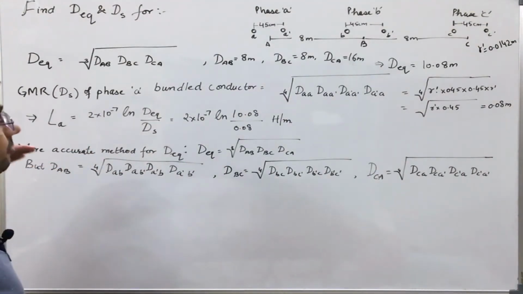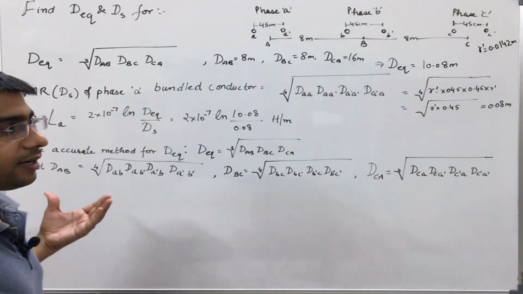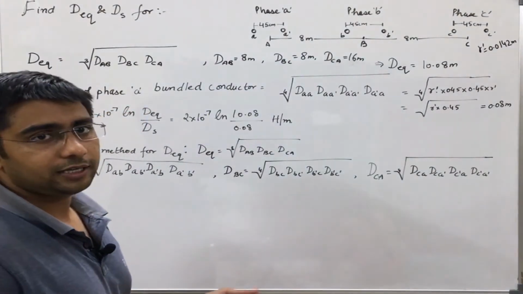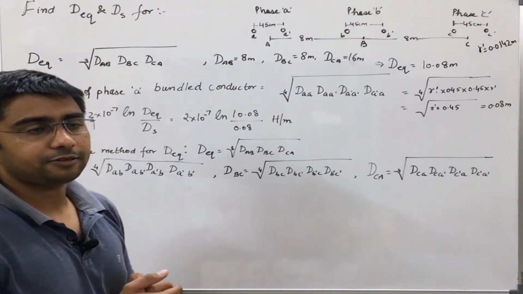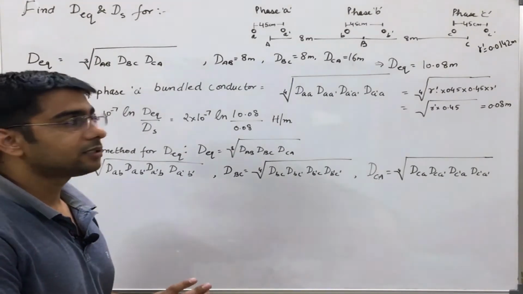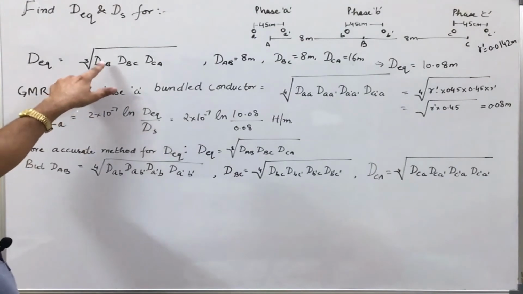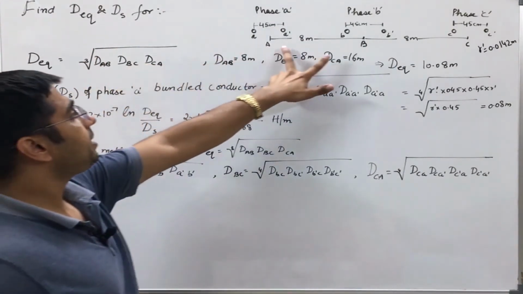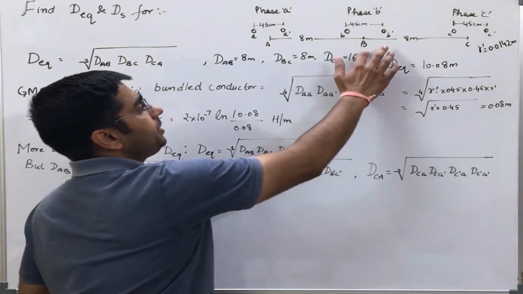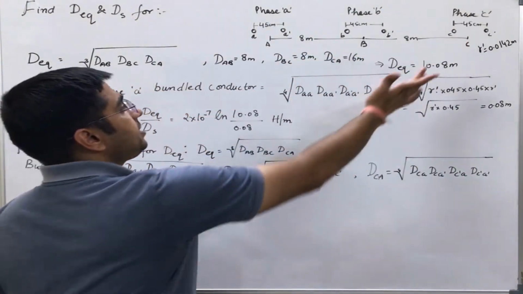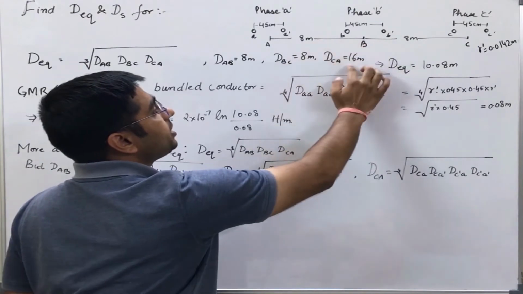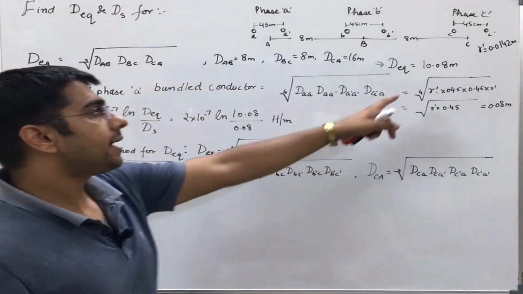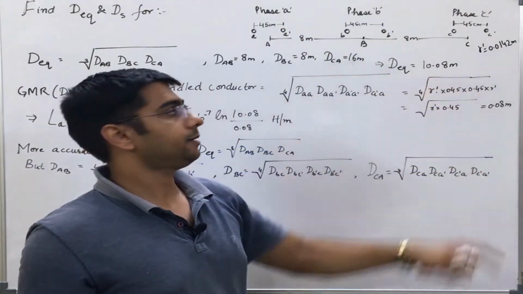Now first we will calculate what is D equivalent. As we have already seen when we were discussing the topic of the inductance of a transmission line with transposed conductors, D equivalent was given as the cube root of DAB, DBC, DCA. Now DAB is 8 meter, DBC is also 8 meter, and DCA is 8 plus 8, 16 meter. So putting these values here will give me D equivalent as 10.08 meter.